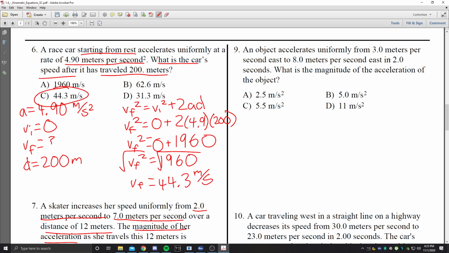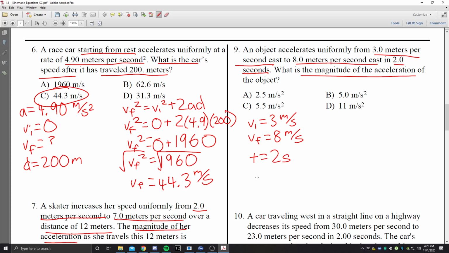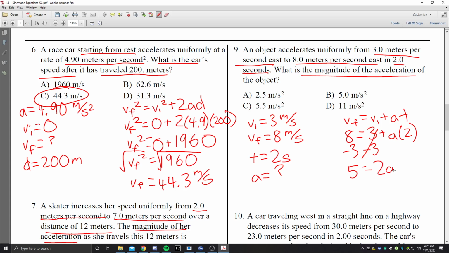An object accelerates uniformly from 3 meters per second east. So VI is 3 meters per second, to 8 meters per second east in 2 seconds. What is the magnitude of the acceleration? So acceleration is what? VF is 8, VI is 3, plus A times 2. So you get 5 is equal to 2A.